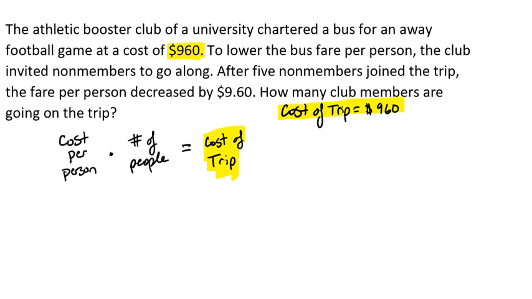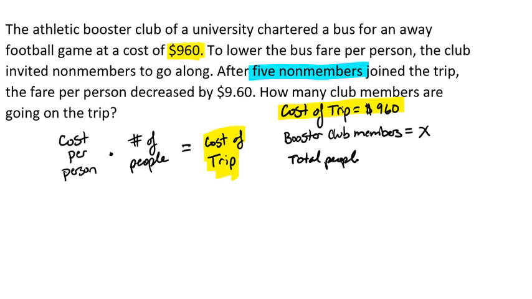What about the number of people? Well, we know that there are members of the booster club. We just don't know how many, so we're going to call that x. And we know that they invited 5 non-members to join them. So the total people are going to be the booster club members plus those 5 people.